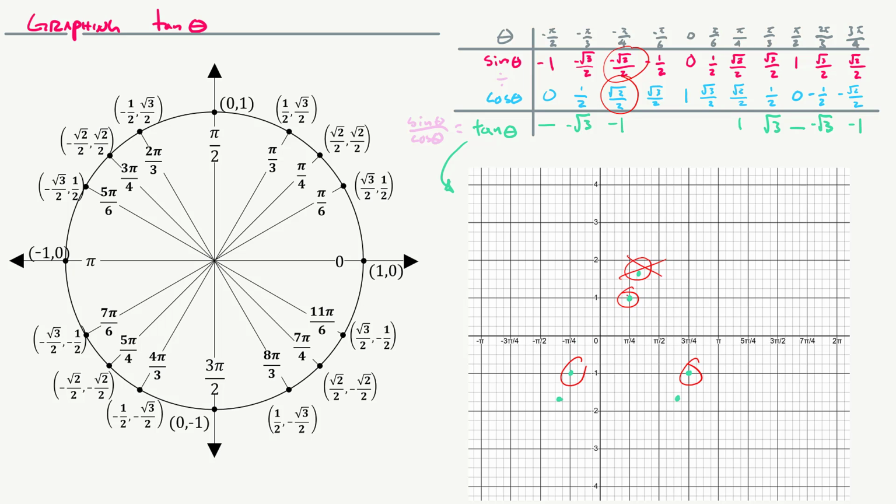-1 for negative pi over 4, 1 for pi over 4, and -1 again for 3 pi over 4. All right, negative pi over 6, similar stuff with dividing and flipping and multiplying and rationalizing in this case to give me negative root 3 over 3 at negative pi over 6. But at pi over 6, that's square root 3 over 3, so positive values there. Right, and that's what those are.